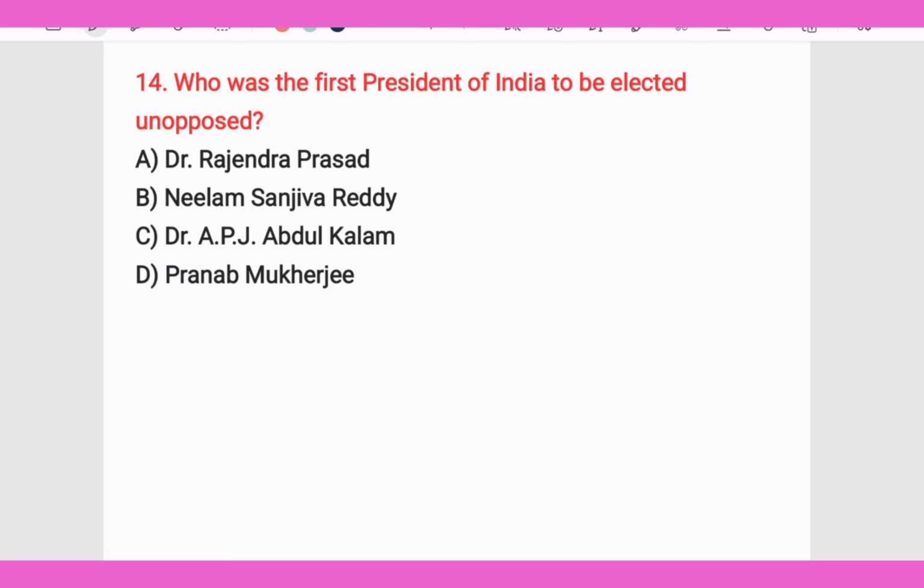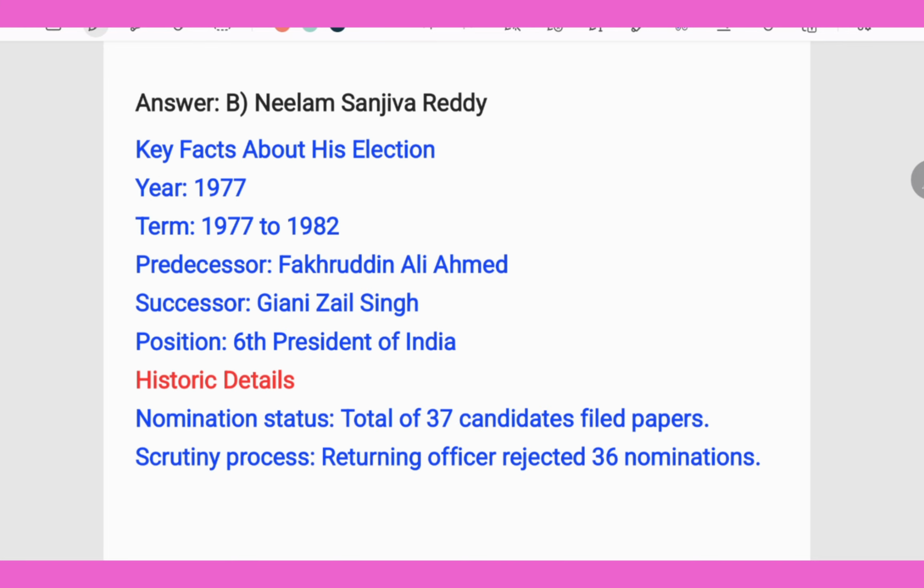The next question is, who was the first president of India to be elected unopposed? And the answer is Neelam Sanjiva Reddy. Term 1977 to 1982. Predecessor Fakhruddin Ali Ahmed. Successor Giani Zail Singh. Position: the 6th President of India. Historic details: a total of 37 candidates filed nomination papers. The returning officer rejected 36 nominations.